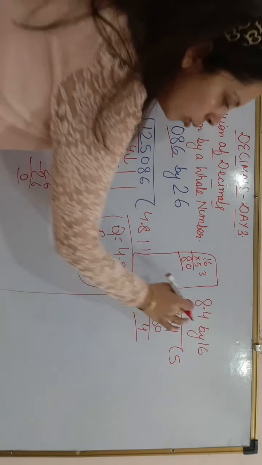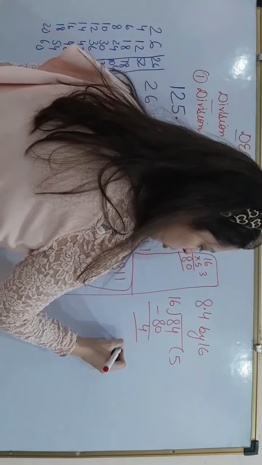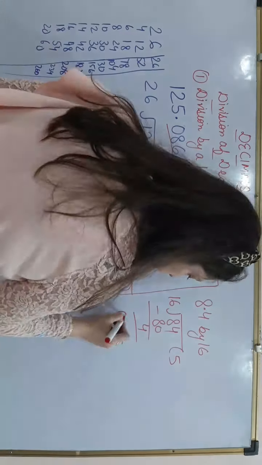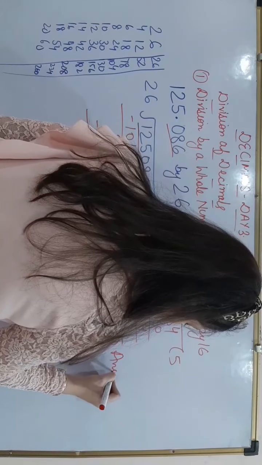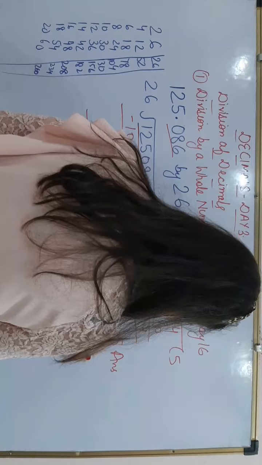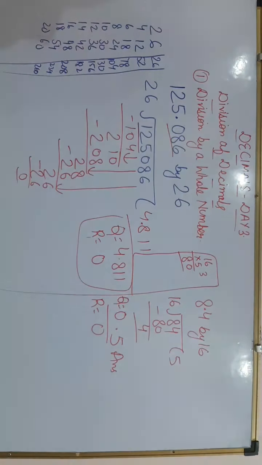So now one decimal place is here. So put a decimal point before one digit. Now I don't have any whole part, so I will write 0 in the whole part. So that means 0.5 is the quotient. And remainder is 0. So this is the answer.